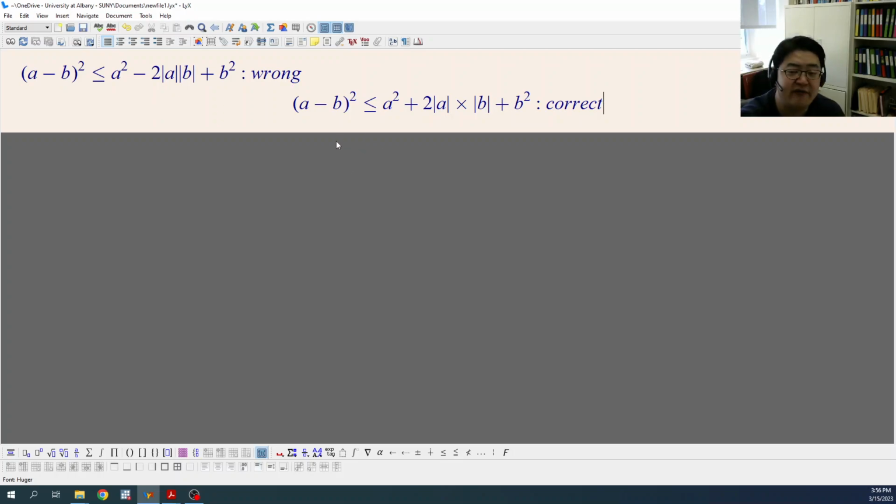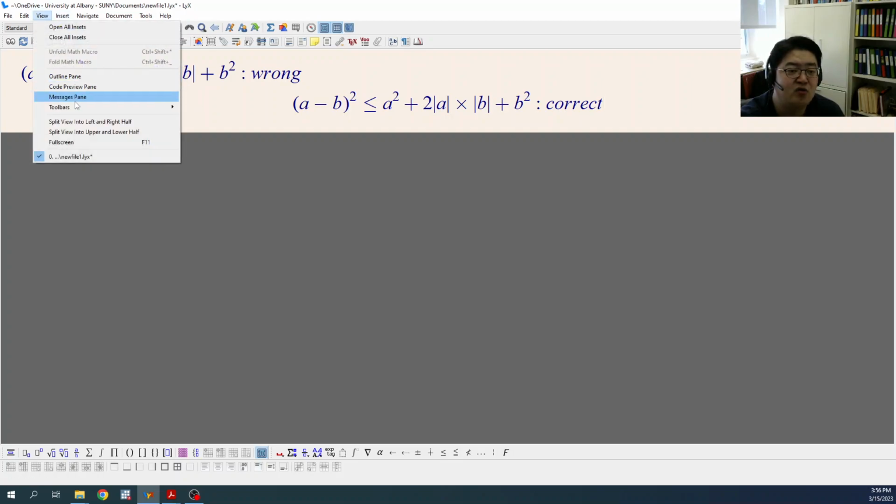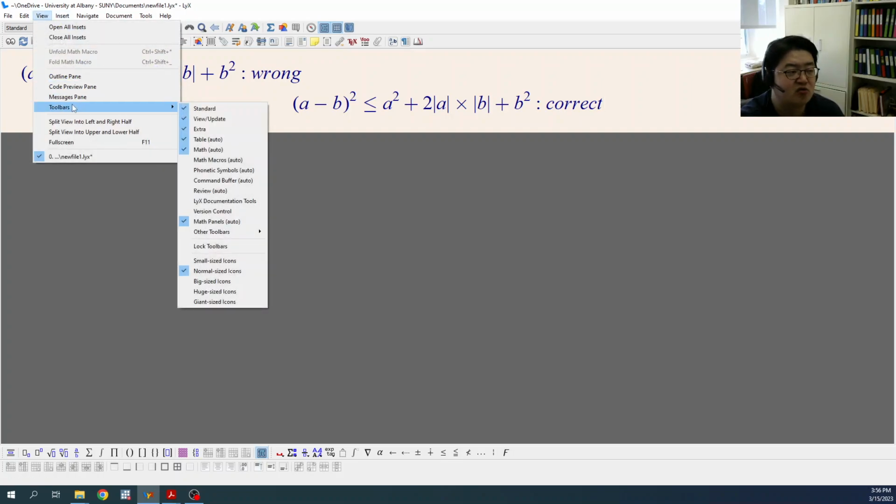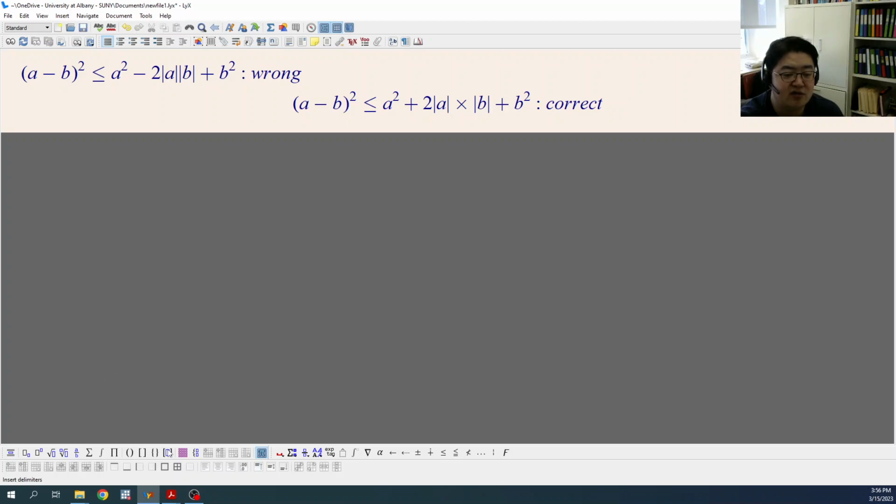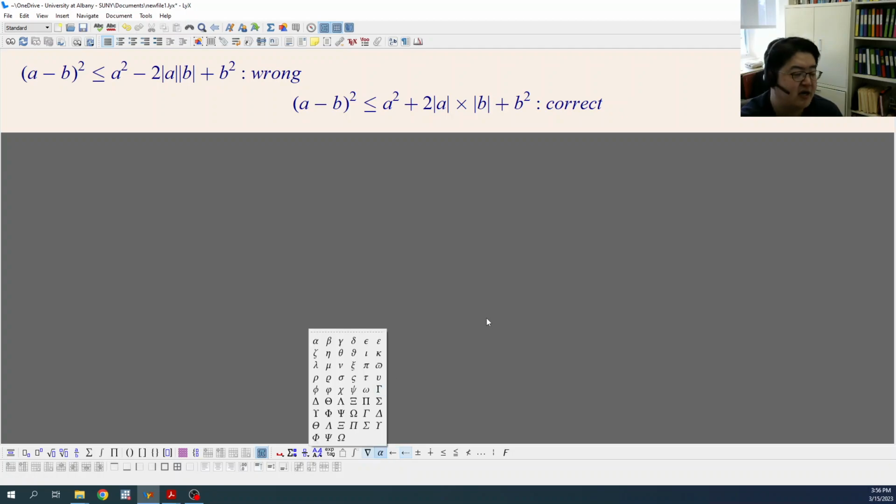By the way, just to give you a few tips on LaTeX, you may want to check your toolbars here. You can change your toolbars, and this is just my setting. You can see there are parentheses, this is matrix, and this is cases, and here you can see some mathematical symbols. So you may use these on this panel.